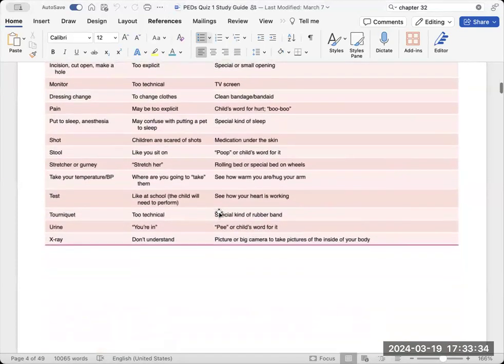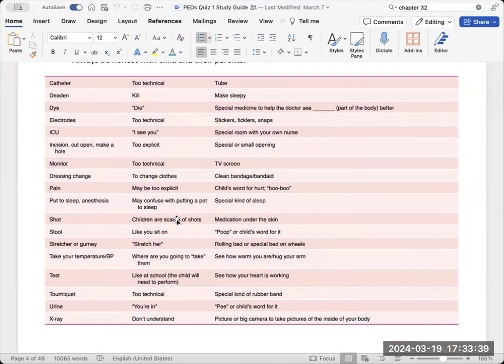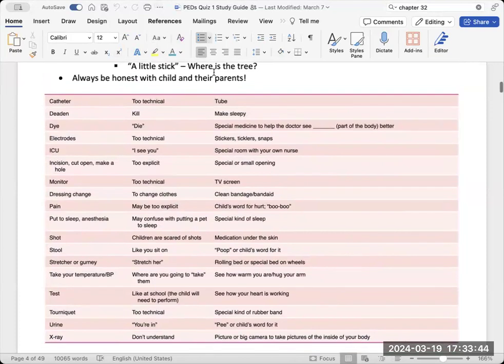So there's actually a chart in your textbook. I don't know the name because I, for some reason, blotted it out. But I would know this chart because it tells you that using the word catheter is too technical. Use tube, right? If you're gonna use dye, it could sound like death or die, so you say, "Oh, we're gonna use a special medicine to help the doctor see, let's just say, your heart better," okay? We're not gonna use the word dye. Electrodes, not gonna use that word. We're gonna say stickers or snaps or something like that.